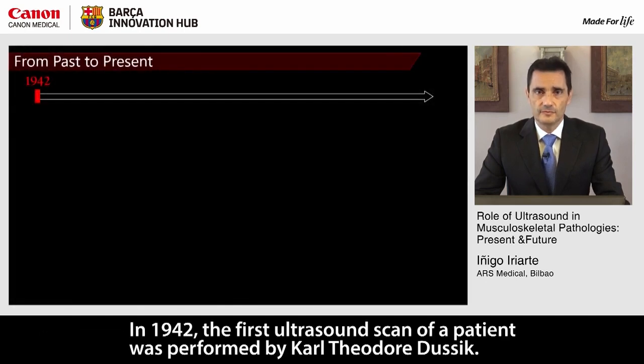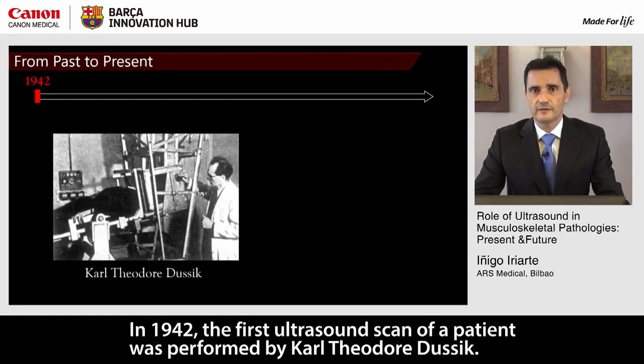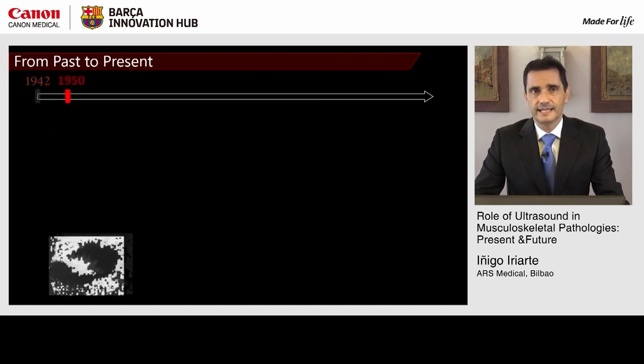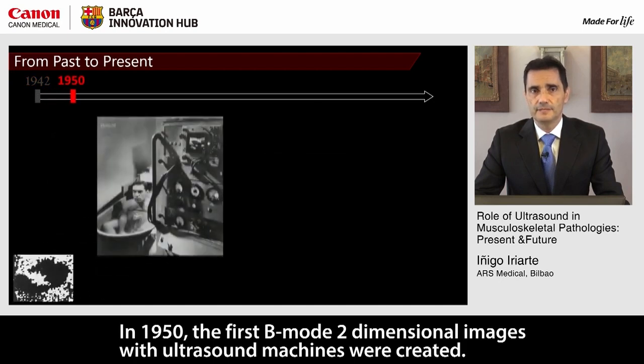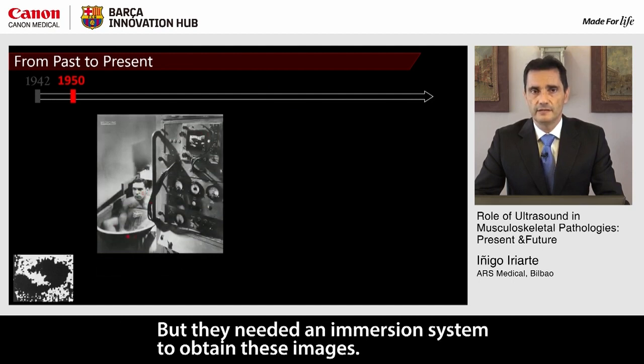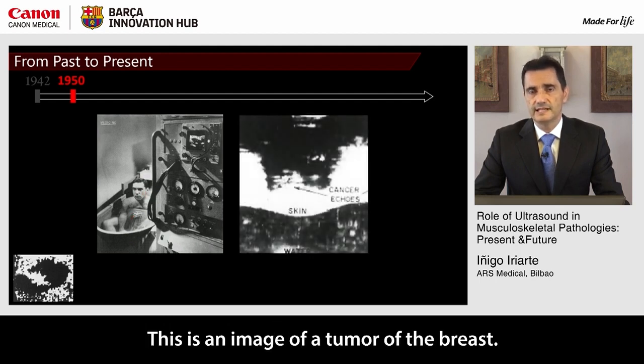In 1942, the first ultrasound scan of a patient was started by Karl Theodor Dussik, and he performed the scan of the brain trying to detect a tumor inside the brain. In 1950, the first B-mode two-dimensional images with ultrasound machines were created, but they needed an immersion system to obtain these images. This is an image of a tumor of the breast.